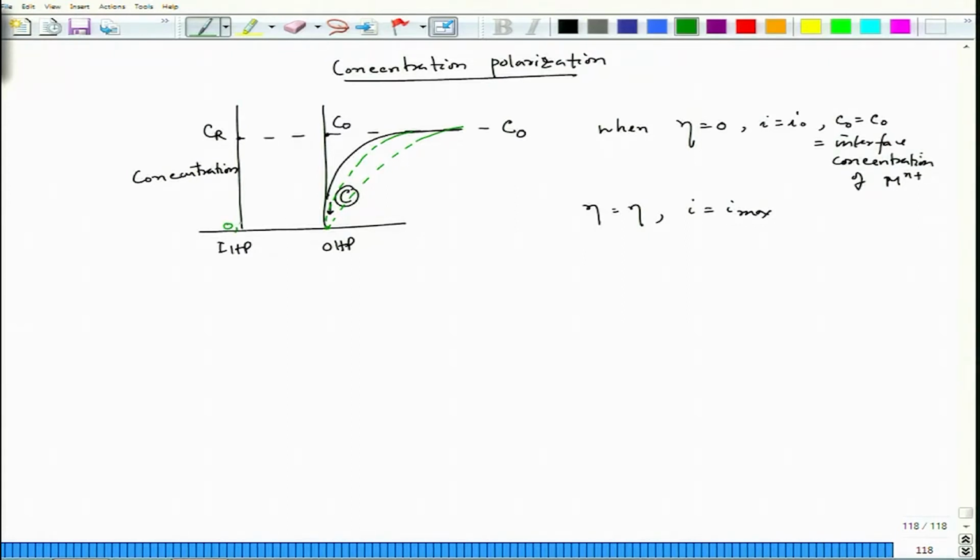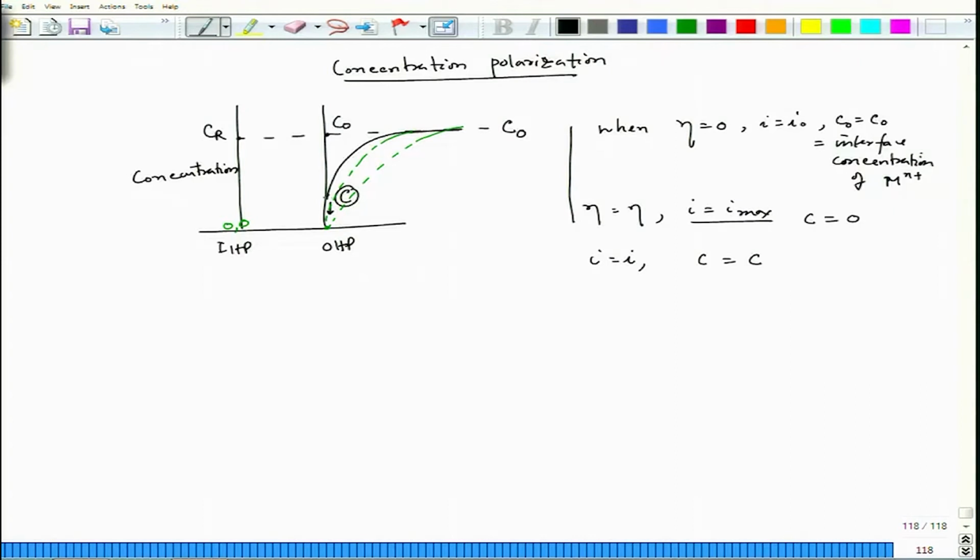This is the 0 axis, let us say. So, it will reach 0 value. That means when I equals I max, the concentration should be 0 at the interface. Okay. So, these two are boundary conditions. Now, I know that when I equals I, the concentration would be C at the interface, and at that time I would get some overvoltage.